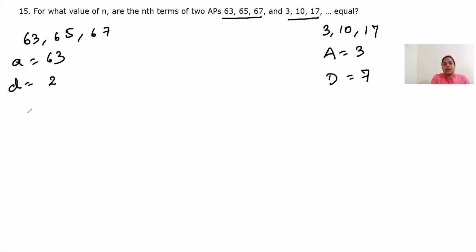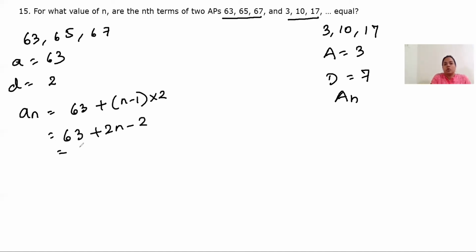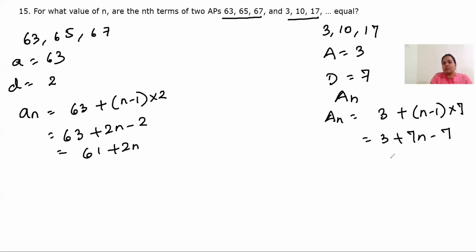And now they are saying that in this case an and in this case an, both are equal. We'll find an. This will be 63 plus n minus 1 multiplied by 2. This is equal to 63 plus 2n minus 2. So this will be equal to 61 plus 2n. Correct? And in this case, an is equal to 3 plus n minus 1 into 7, 3 plus 7n minus 7, 7n minus 4. They have said already, according to the question, that an is equal to an.